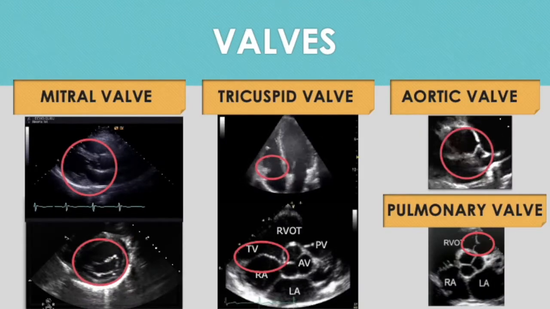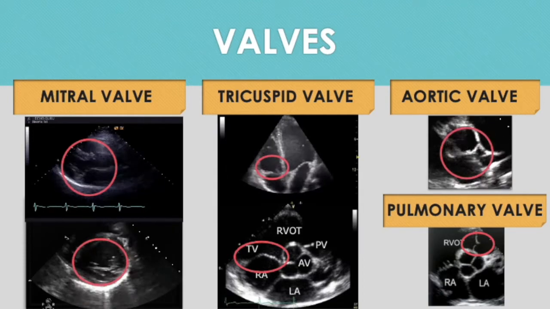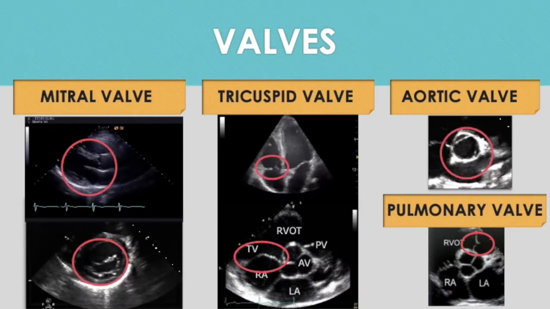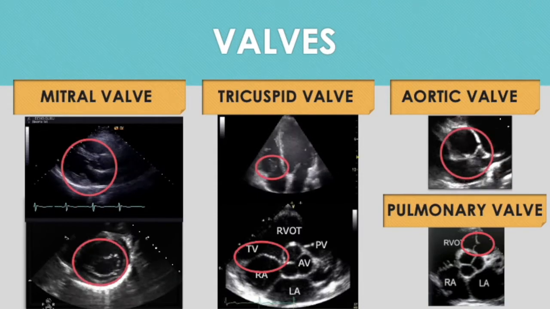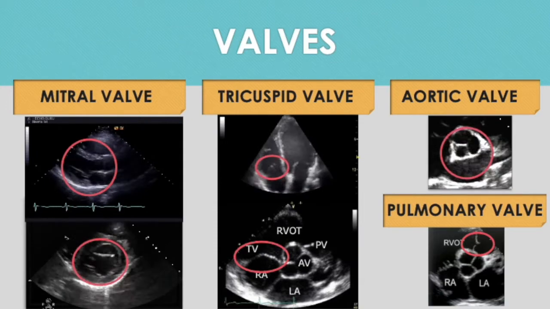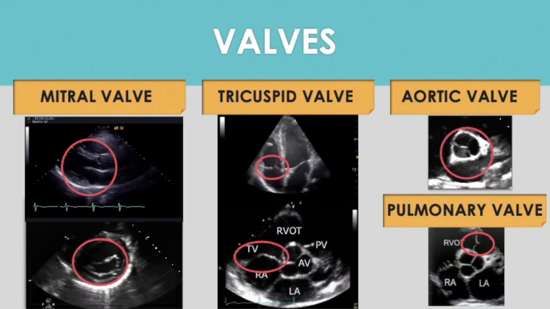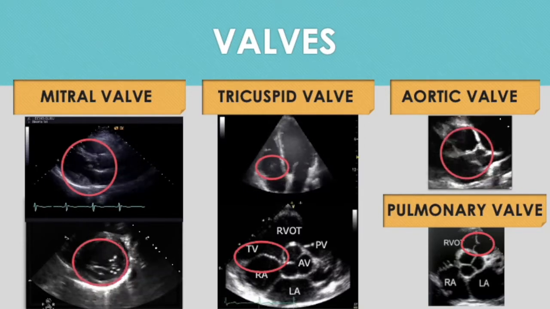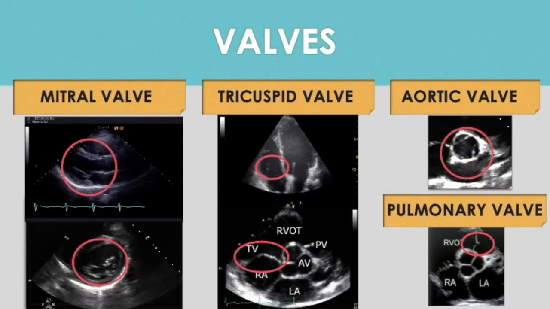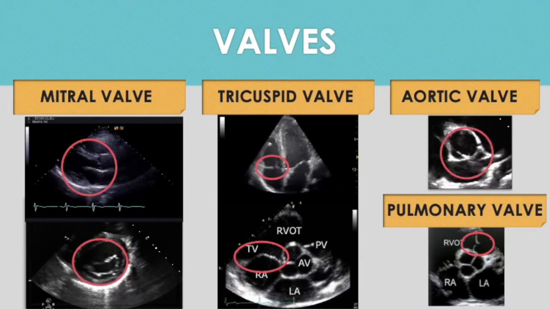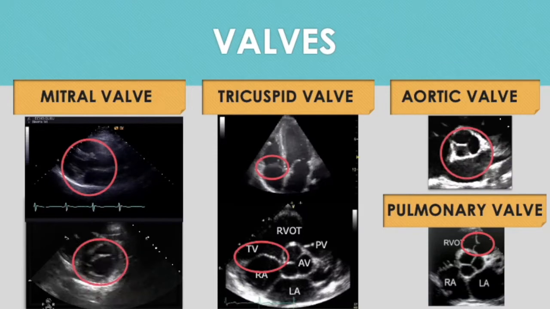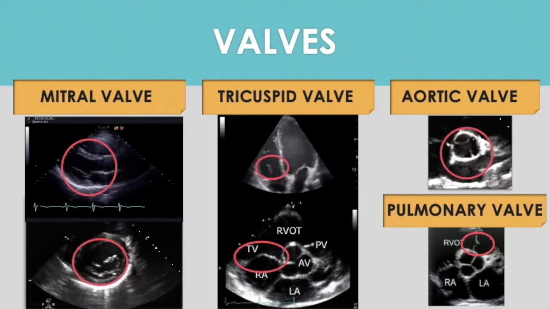I will not go deep for valve. It is good enough if we are able to know the normal morphology of the valve. As you can see, the mitral valve, you can see from the parasternal long axis, you can see from the parasternal short axis, and the tricuspid valve from the apical four chamber, also in the aortic level in parasternal short axis view. Aortic valve, you are able to see from the aortic level in parasternal short axis view. And pulmonary valve, you can see from the base, the aortic level as well.